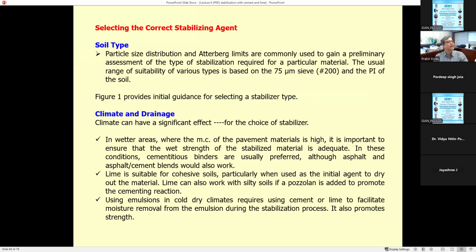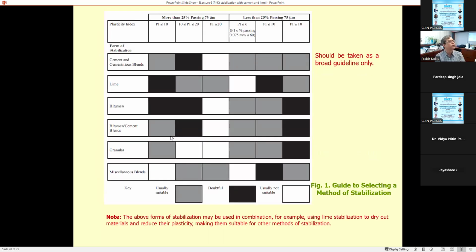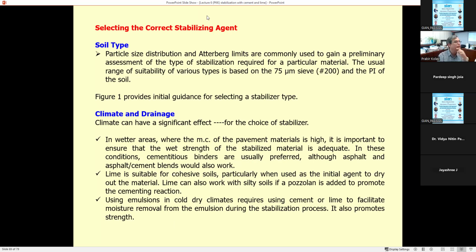So basically, for selecting the correct stabilizing agent, there are a few things you need to check. Particle size distribution, as I mentioned in the table earlier, and the Atterberg limit. So two things you need to check, and then also there is a figure over here that will give a guideline. So based on that, basically the particle size distribution you need to check. This is the initial guidance in selecting a stabilizer, and then you also need to check the climate and drainage.